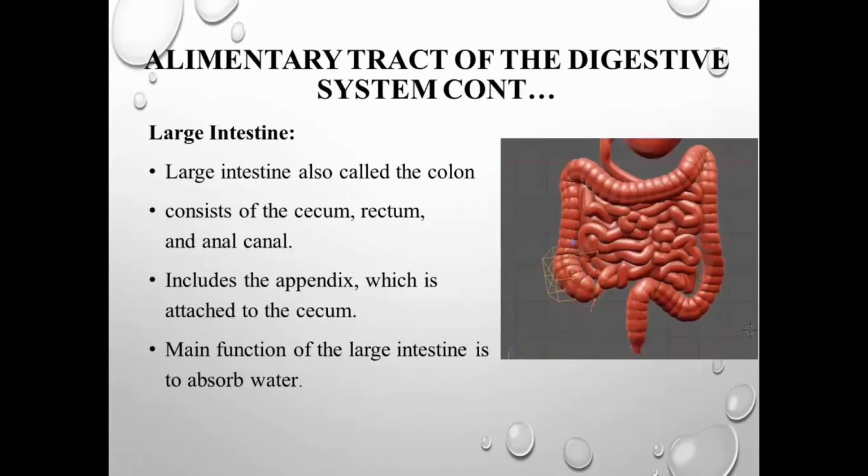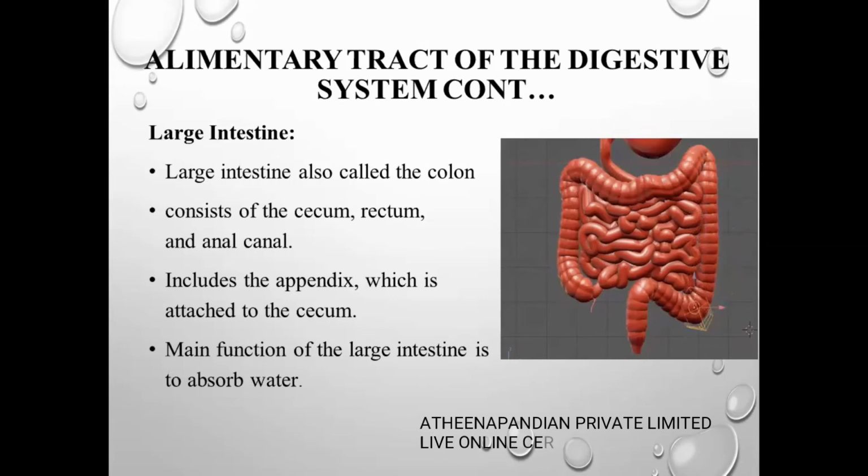So next we come to the large intestine. This is the final process which takes place in the digestive system, when the food particle comes to the large intestine. Just like you see in sugar cane juice preparation, the machine inserts the sugar cane and extracts the juice.